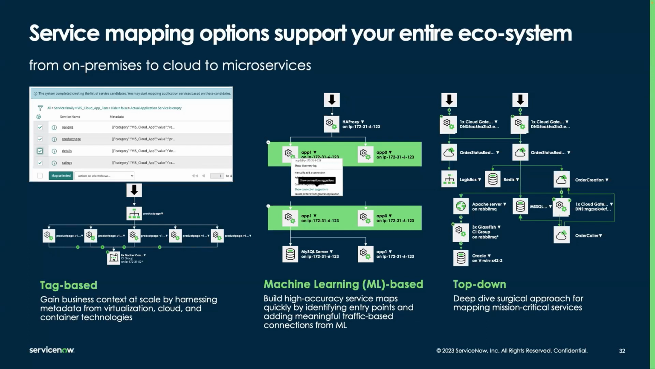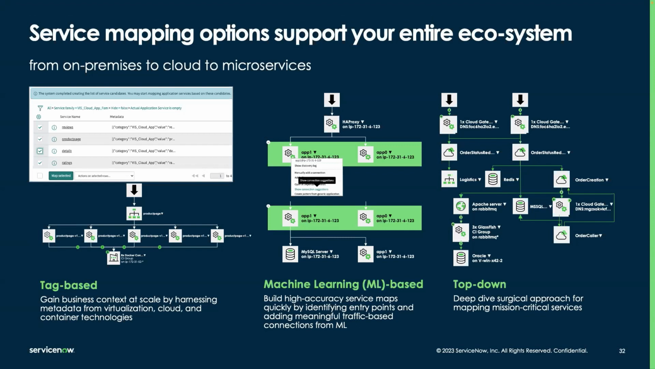Our second method that helps you build maps at scale is new within the last few years, but it's called ML-based mapping. It uses machine learning to identify intelligent traffic-based connections that you may want to add to service maps. And it also has the ability to suggest services for you to map as a starting point. So you'll have a set of connections already established as part of that service, and you'll have a service map already built with the click of a button.